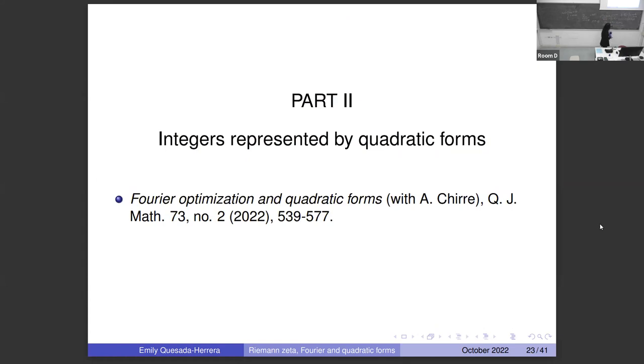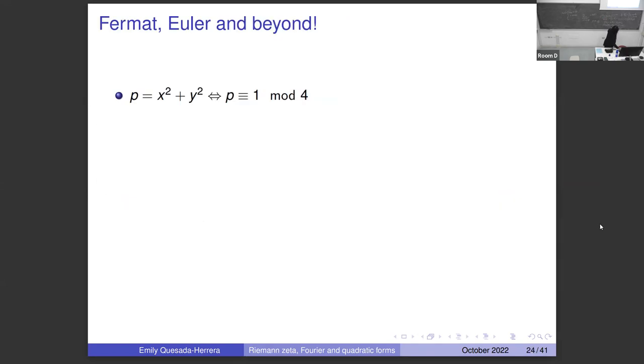So now we'll talk a little bit about integers represented by quadratic forms. Here we'll start with this classical result of Fermat. We know that a prime can be written as a sum of two squares if and only if it is congruent to 1 mod 4.